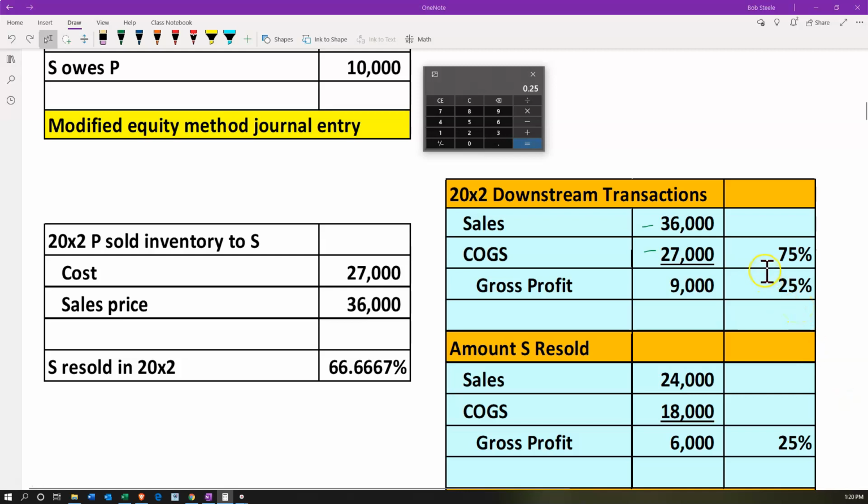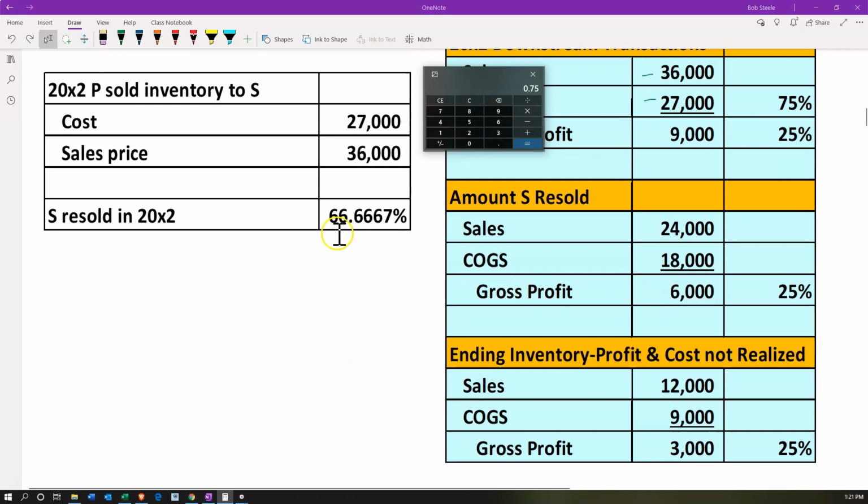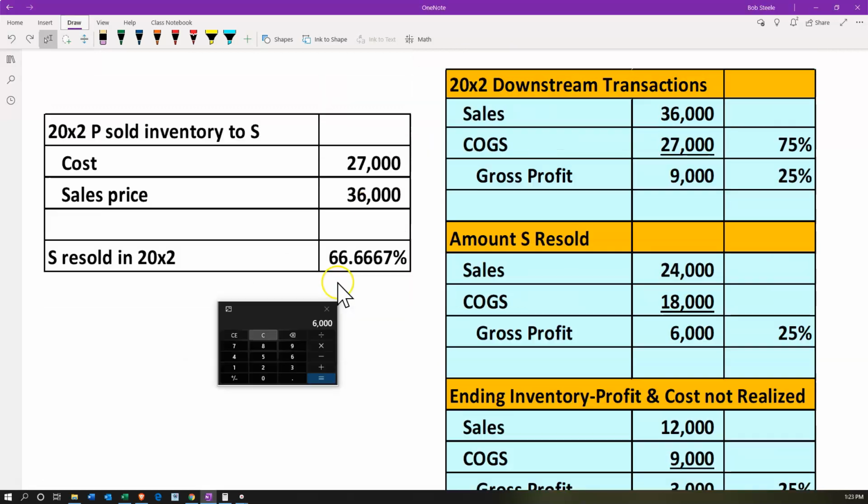The 75 being the cost of goods percent, or ratio to sales, which could be useful. 27,000 divided by 36,000 is going to give us that 75%. Then they said they resold 66%, or 2/3 of it, so it's going to be a rounding kind of issue that we have here. So of this 36,000, if I take the sales side times 0.67, it's about 24,000. If I take the 2/3 to make it a little bit more exact, we have this times 2 divided by 3, and that would give us the 24,000.